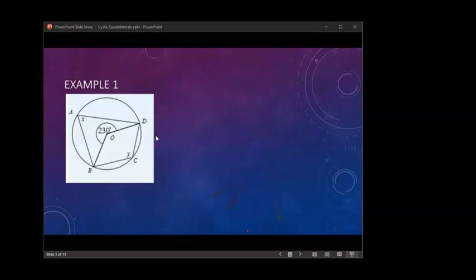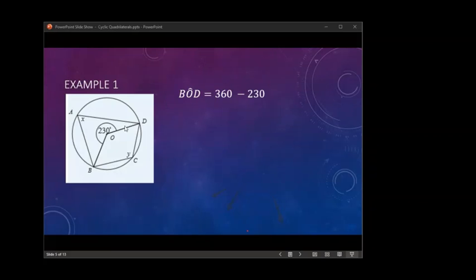Here we have the first example. You can try it. They have given the reflex angle BOD as 230, and they are asking for the values of x and y. I have done this example here.